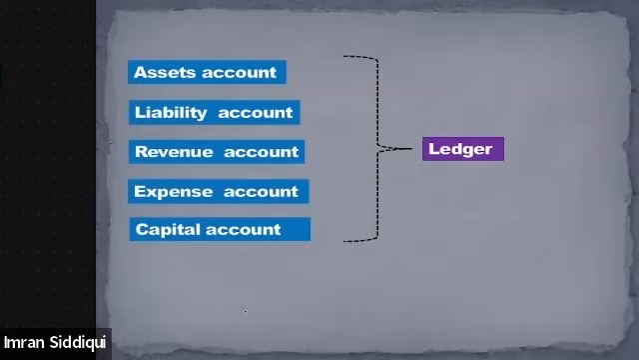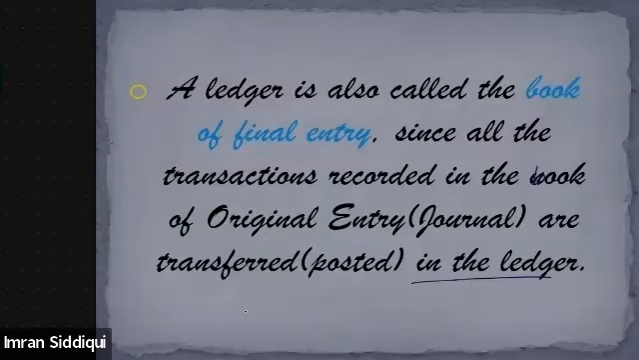So basically, all the different types of account are collectively called ledger. Asset, liability, revenue, expense, and capital, all of these are collectively known as ledger. All right, and please write this point as well. A ledger is also called book of final entry, since all the transactions recorded in the book of original entry are transferred to the ledger.